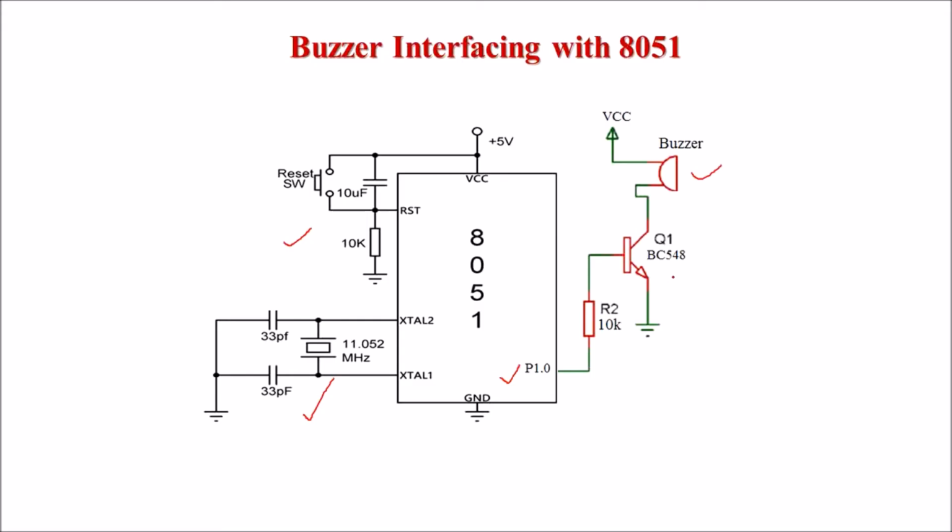The transistor is used to provide sufficient current to the buzzer. When this port terminal is 1, the transistor will enter the saturation region. Current will flow through this buzzer and through this transistor to ground. Since current flows through the buzzer, it will generate a sound, so it will turn on. When we send logic 0 here, the transistor is off, so current cannot flow through the buzzer and the buzzer turns off.